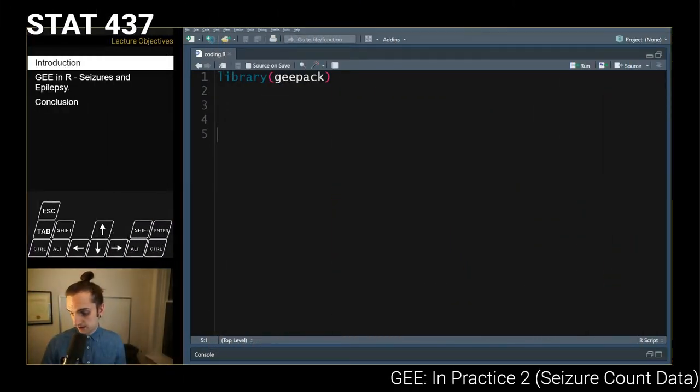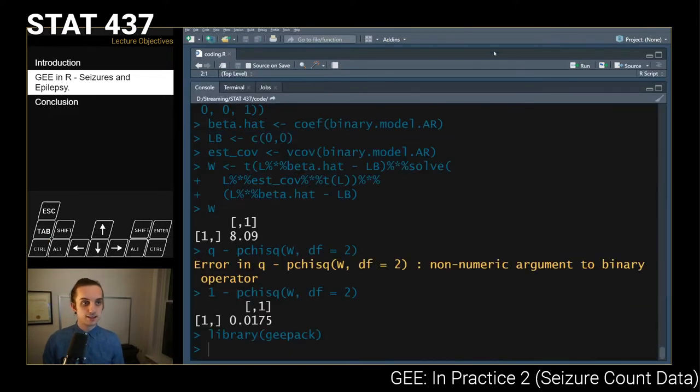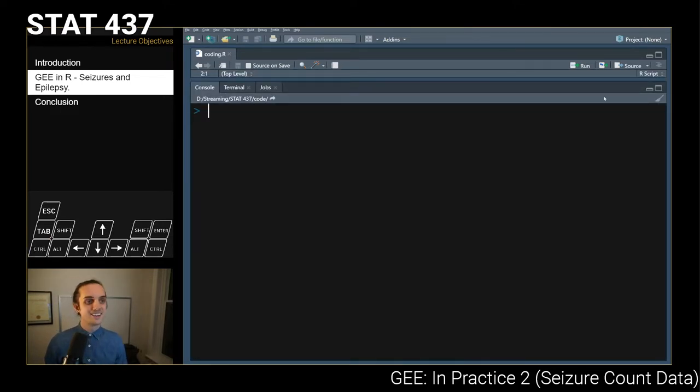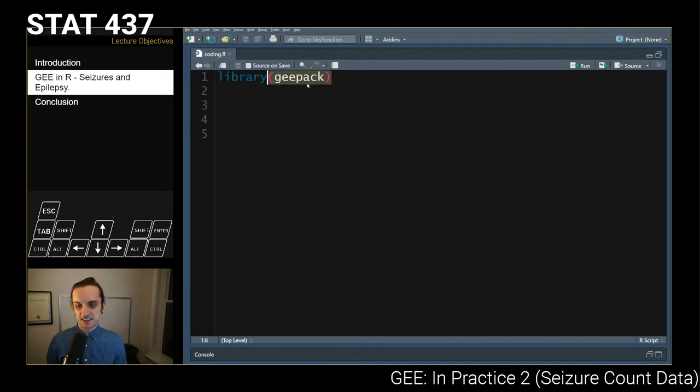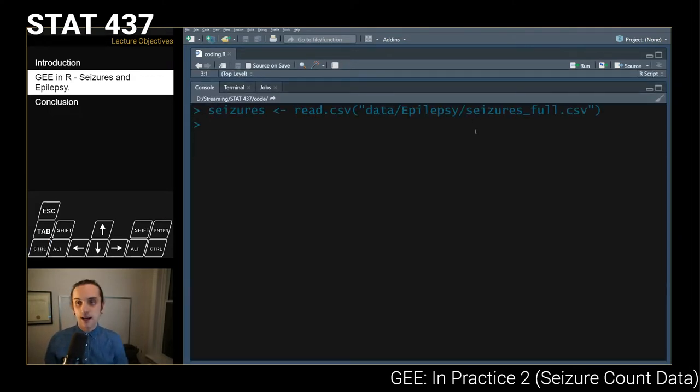and can take a look at these data. So the first thing, again, we're using the geepack library. You probably saw this in the last video. If it's not installed, of course, you'll want to call the installation there. And then, like I said, we're going to be using this seizures data, which is, again, available on the course website. So I'm just going to load that in.